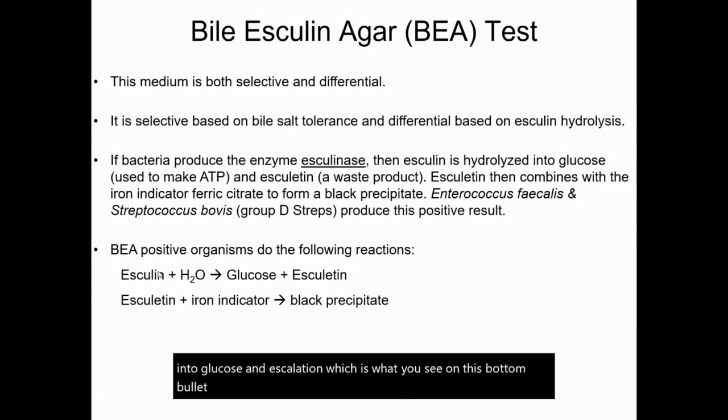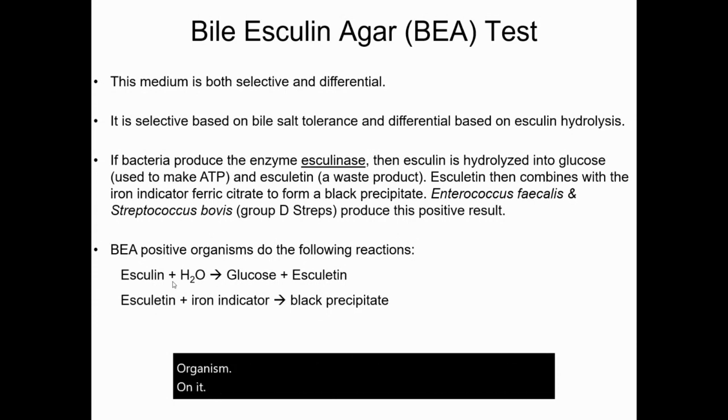So how can we actually observe these things? Well, whenever we're looking at selective observations, you're looking for growth. If the organism can survive the bile salts in this example, then you will see growth on the media. If the organism cannot survive bile salts, you will not see any growth on the media, and the media will actually look completely unchanged. It will look just like it did before you put any organism on it.